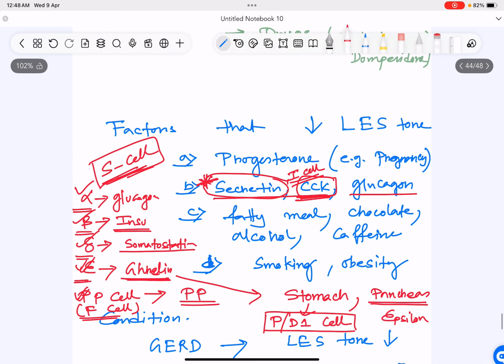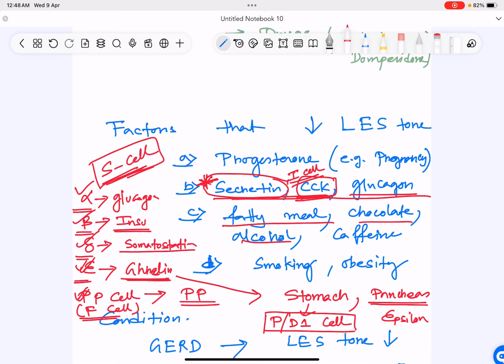These hormones will decrease the LES tone, because the person is now taking food. That is why it is producing secretin, CCK, glucagon. Then a fatty meal, chocolate, alcohol, caffeine, anything like that will decrease the LES tone, and as a result you will have reflux. Smoking, obesity, your LES tone decreases, you have increased risk of reflux. Progesterone during pregnancy, again reflux.